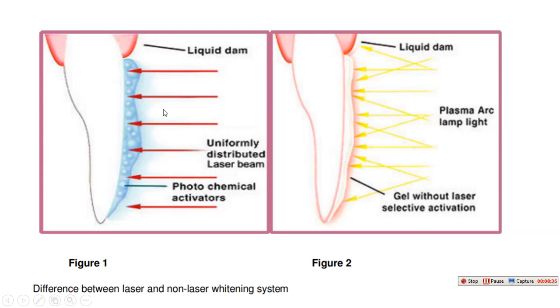Photochemical reaction. We prefer photochemical over photothermal. Photochemical occurs mostly with laser light in the bleaching process. As seen in this picture, in photochemical the light acts only on the gel and does not release heat through the tooth structure, and this reduces postoperative sensitivity. So in the bleaching process, we prefer photochemical, not photothermal. This is the difference between conventional light and laser light in the bleaching process.